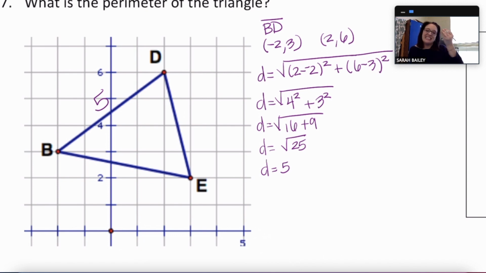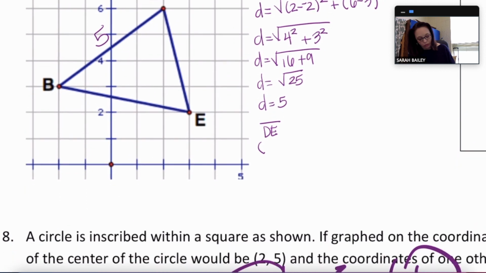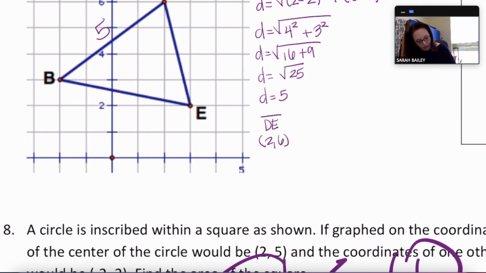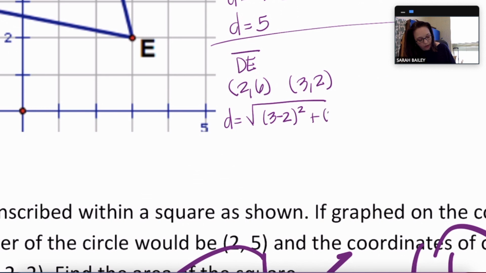Let's do side DE next. So I'll come over here, side DE. And point D we said was at 2, 6. Point E is at 3, 2. I'm going to make a line there. All right, so now I'm going to use my distance formula again. So we're going to do what? 3 minus 2 in parentheses squared plus 2 minus 6 in parentheses squared.